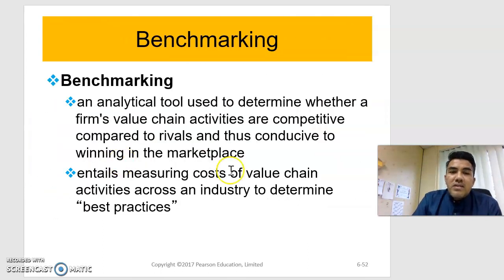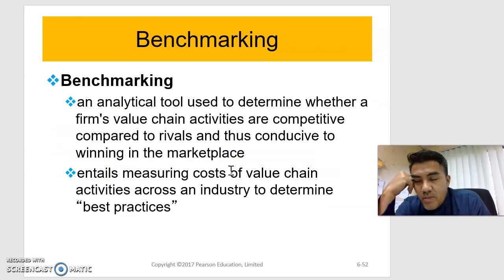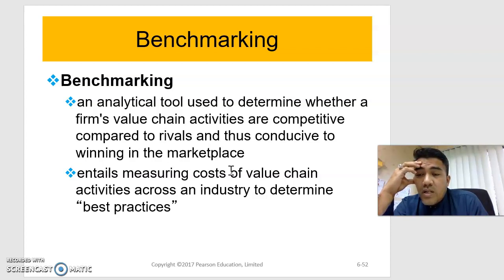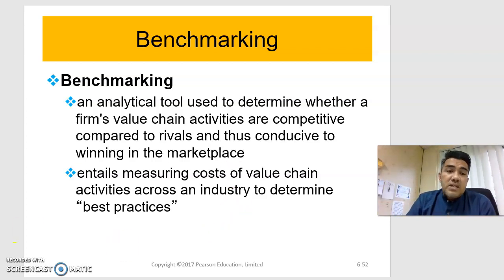So how can an organization improve from their value chain analysis? One of the elements that they can do is through benchmarking. Benchmarking would allow the firm to evaluate their value chain activities and assess whether or not their value chain activities are competitive as compared to the rivals. It can entail measuring costs of value chain activities across an industry to determine the best practices. So you can learn from others, their best practices, to identify ways to minimize the cost of your activities.